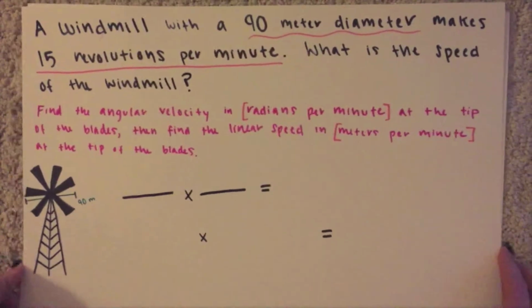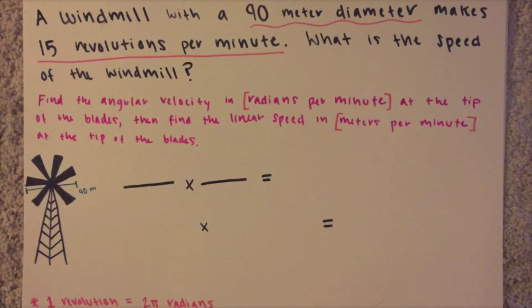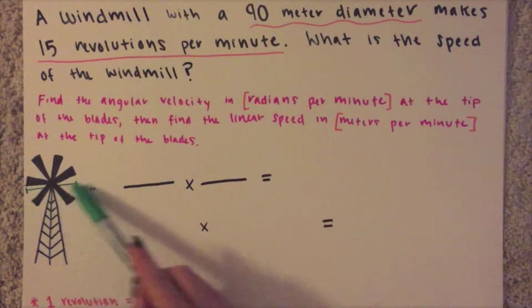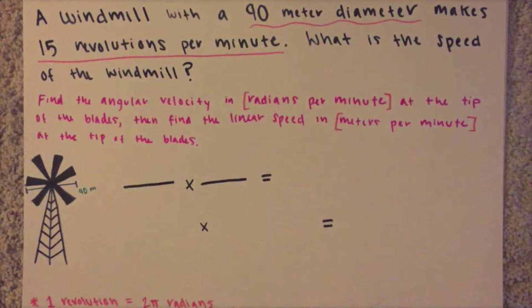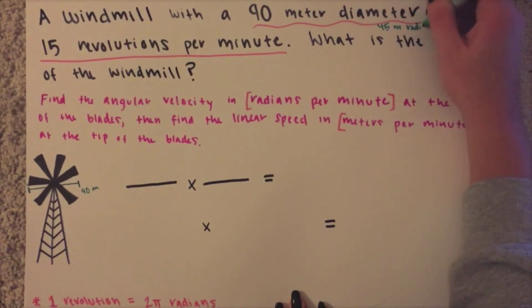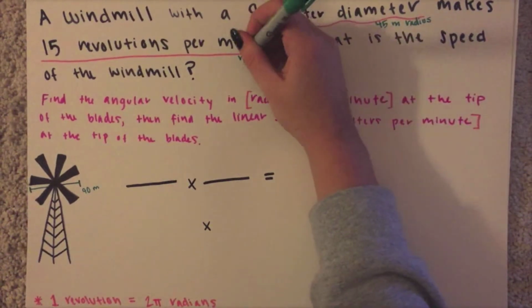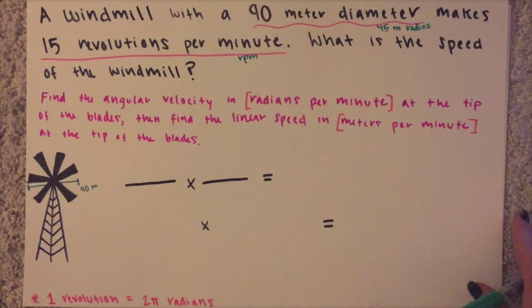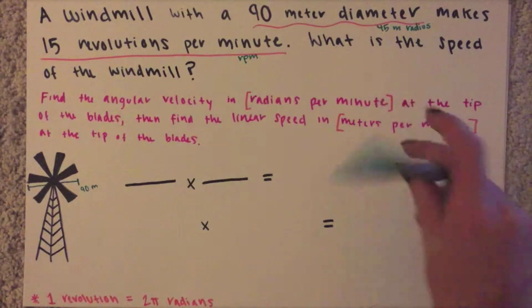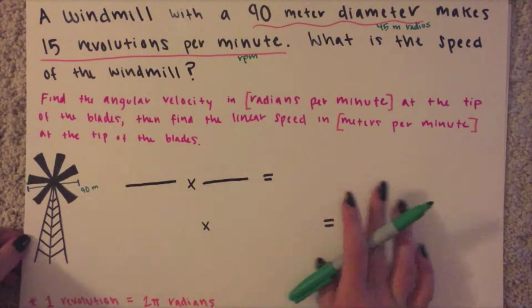So now we're going to be solving an angular velocity and linear speed word problem. A windmill with a 90-meter diameter makes 15 revolutions per minute. What is the speed of the windmill? So we are going to find the angular velocity in radians per minute at the tip of the blades, and then find the linear speed in meters per minute at the tip of the blades as well. So first off, from seeing that there's a 90-meter diameter, that means the radius is 45 meters. So we are going to begin with finding the angular velocity in radians per minute.